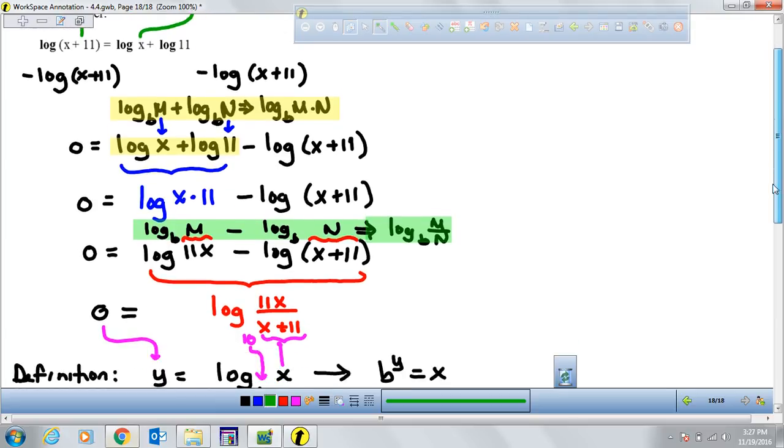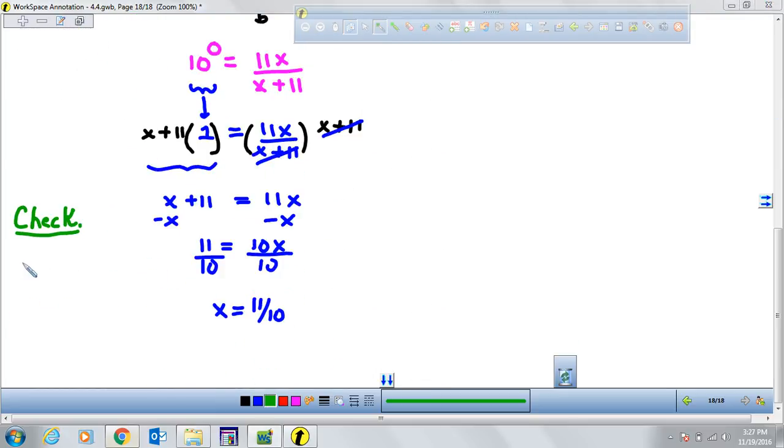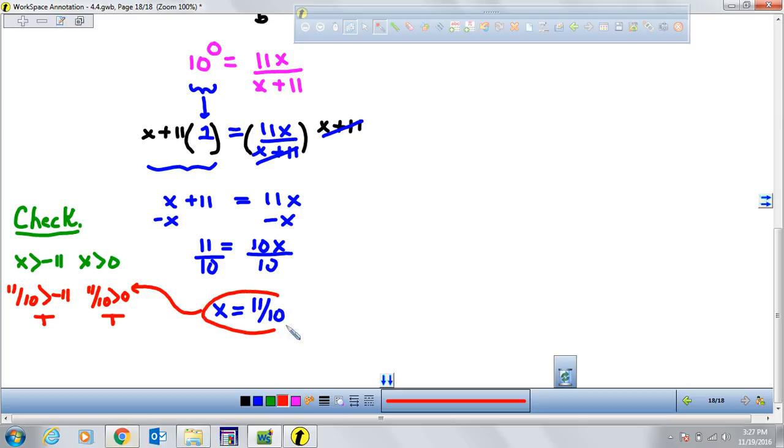So we're going to go down here. x must be greater than negative 11 and x must be greater than 0. So we're going to substitute this solution into the x and we're going to check. 11/10, is that greater than negative 11? That is true. 11/10, is that greater than 0? That is true. So that means that 11/10 is what? A real solution.